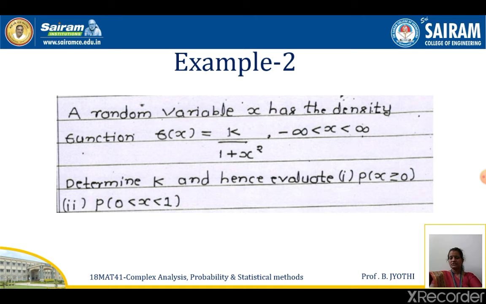Let's take illustration 2. In this, a random variable x has the density function f of x is equal to k by 1 plus x square, minus infinity less than x less than infinity. Determine k and hence evaluate P of X greater than or equal to 0, and P of 0 less than x less than 1.